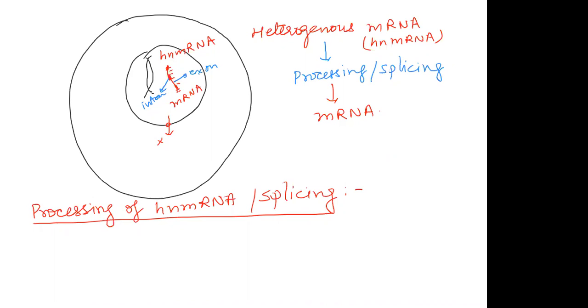सपोज एक हमारा mRNA बन गया. सपोज दिस इज आवर mRNA, which has some, so this is the intron and these are the exon. Okay, now इसमें splicing करने के लिए क्या होगा.